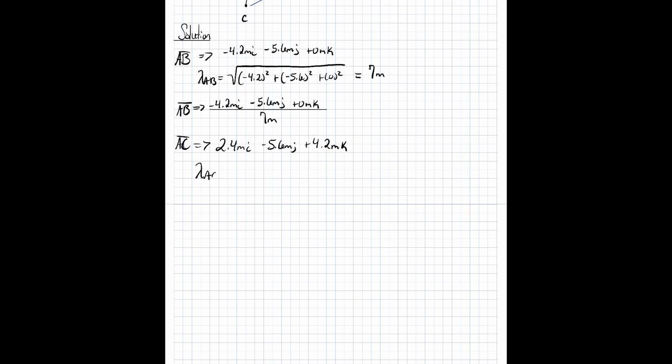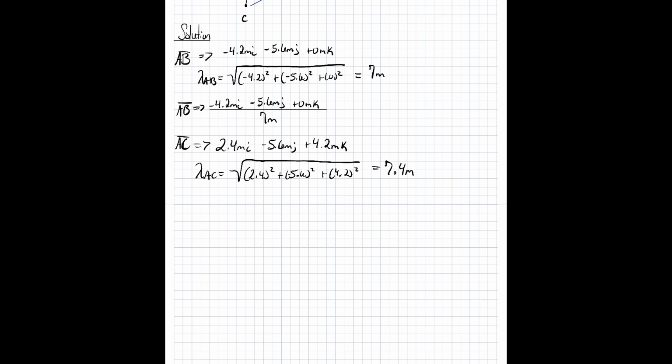I'm going to do lambda AC, which again is the sum of the squares. So we have 2.4 squared plus a negative 5.6 squared plus 4.2 squared. Now when you're doing sum of squares, you don't really necessarily have to have the negatives inside. Since you're squaring it, it's going to come out as positive, but we're going ahead and doing that. I'm going to actually write to this side. This will come out to 7.4 meters.